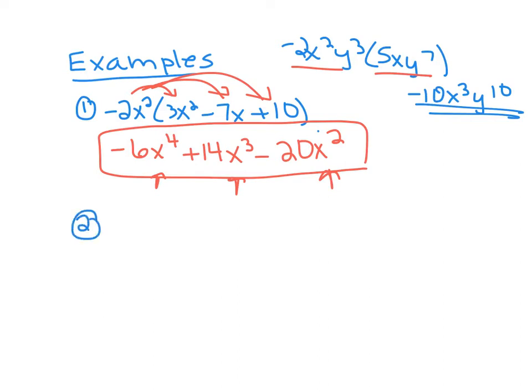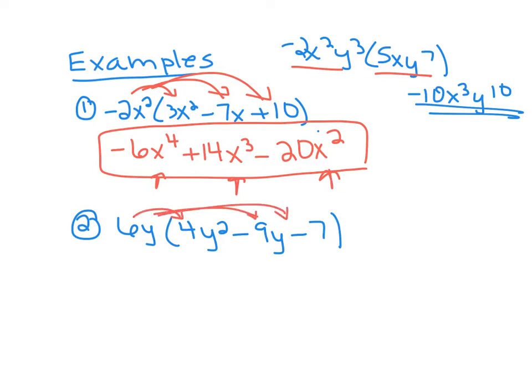Now if you have 6y times 4y squared minus 9y minus 7, again, distribute. So 6 times 4, 24y cubed, because remember, when you multiply, you add the exponents, minus 54y squared minus 42y. Okay, so not too bad, I hope.